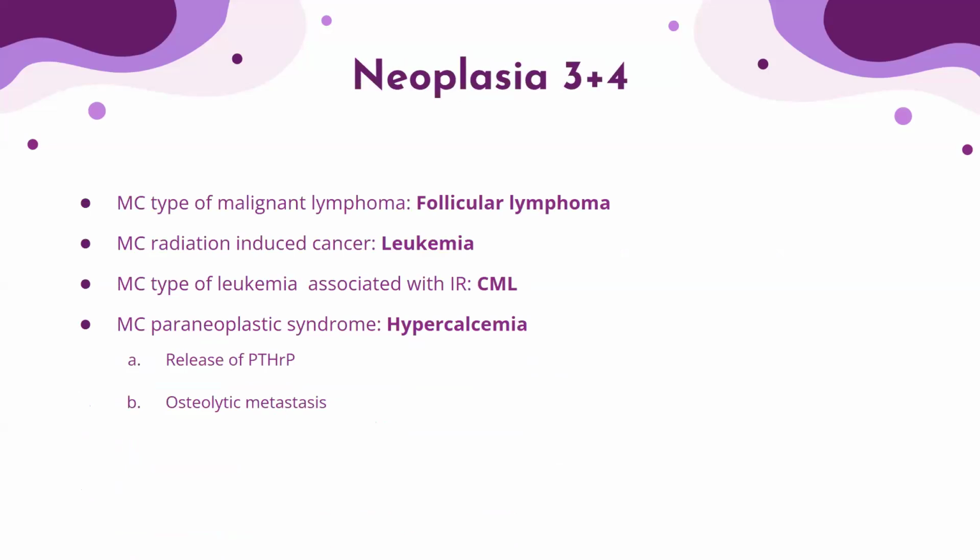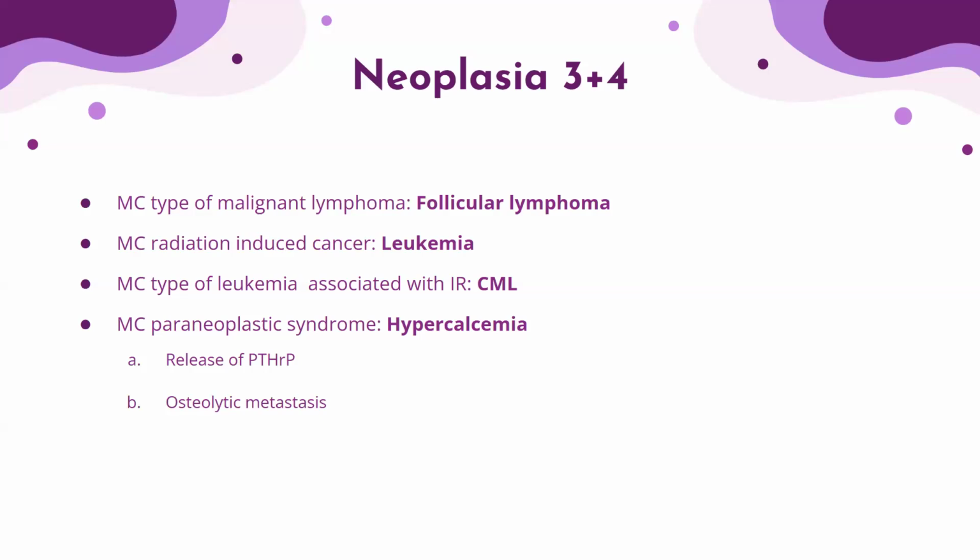The most common type of malignant lymphoma would be the follicular lymphoma. Most common radiation-induced cancer, leukemia. Most common leukemia associated with ionizing radiation is CML, which is chronic myelogenous leukemia. And then lastly, the most common paraneoplastic syndrome is hypercalcemia. Paraneoplastic syndromes in general are very high yield, and I would recommend that if you're able to, go over this topic a little bit before your exam.